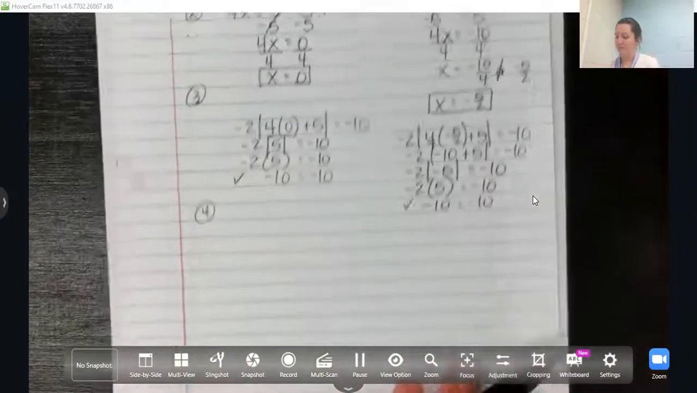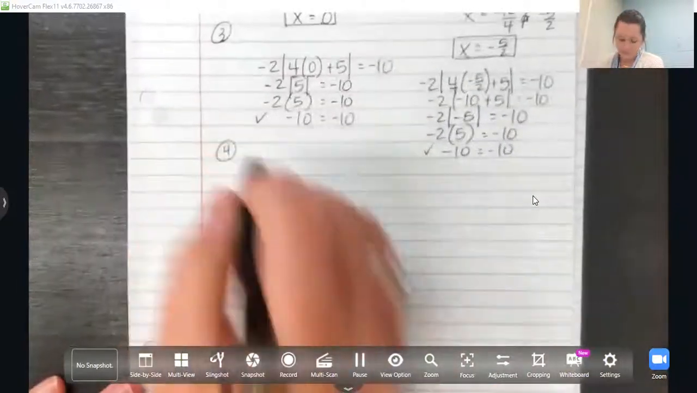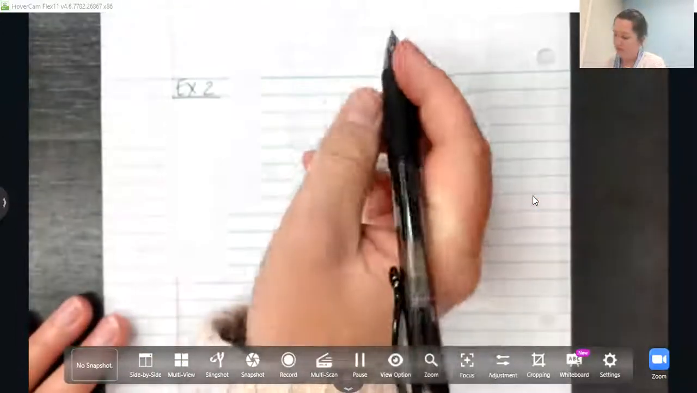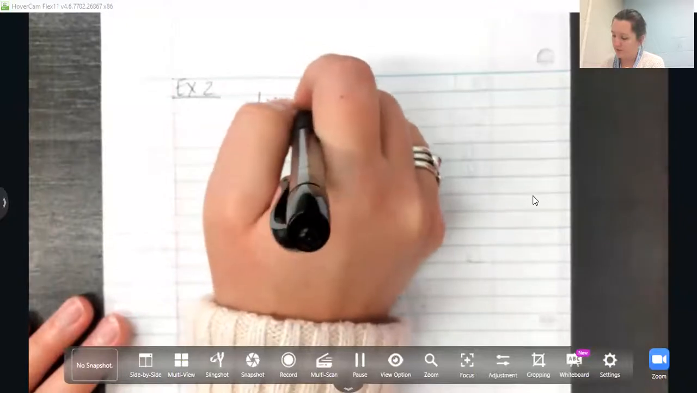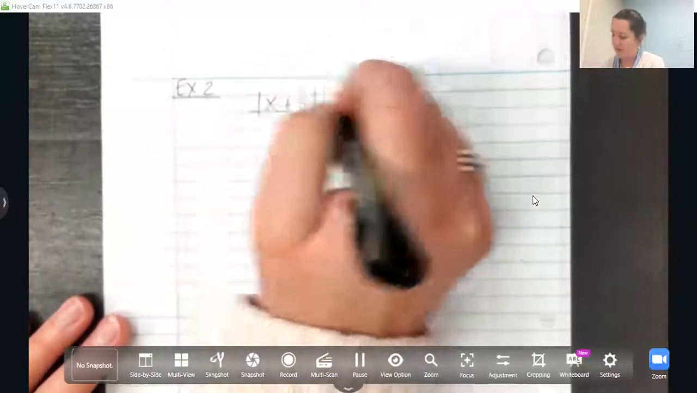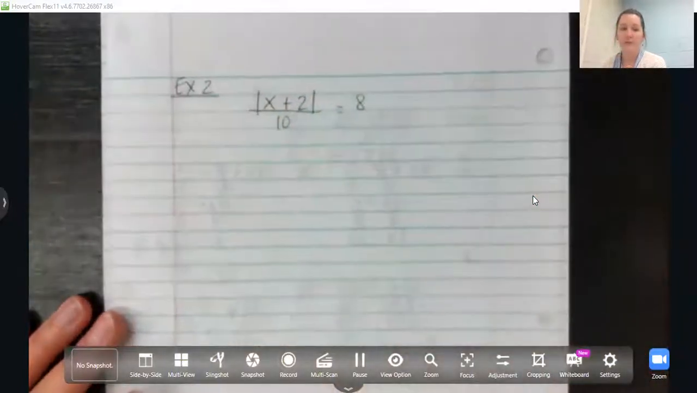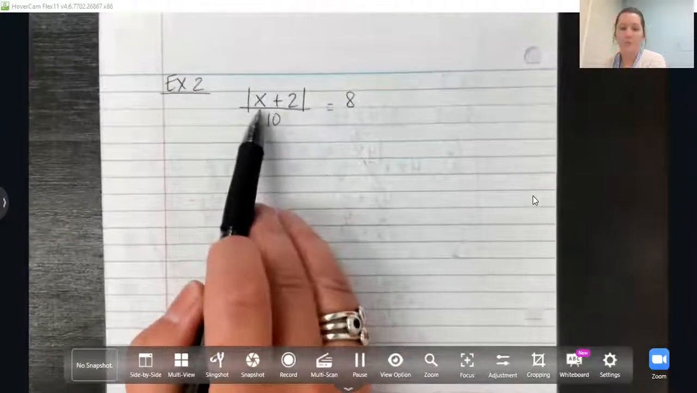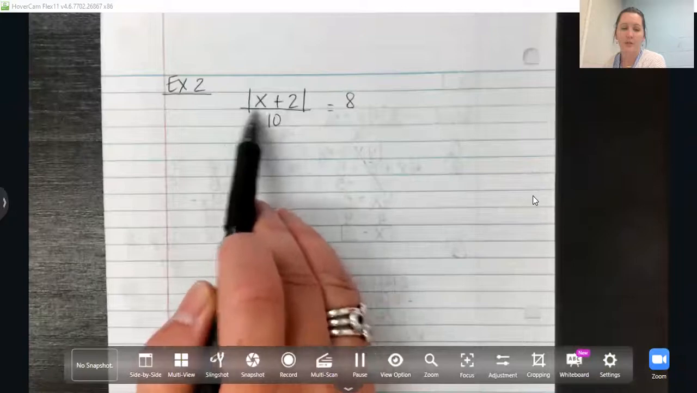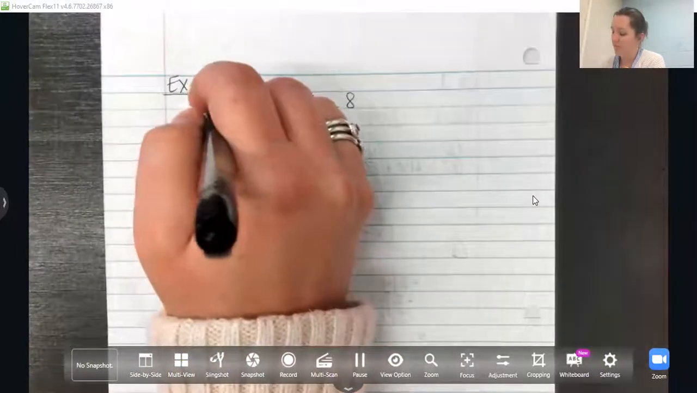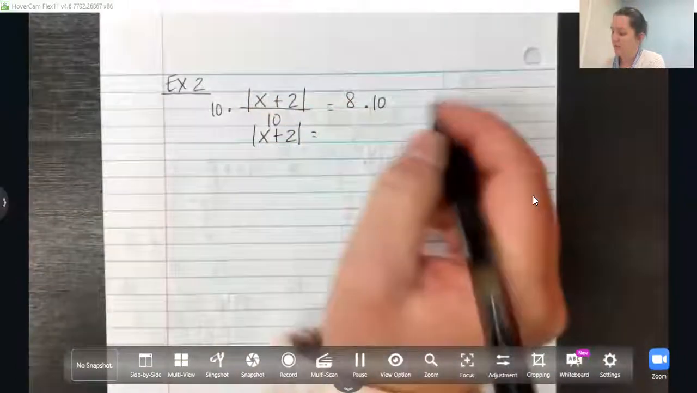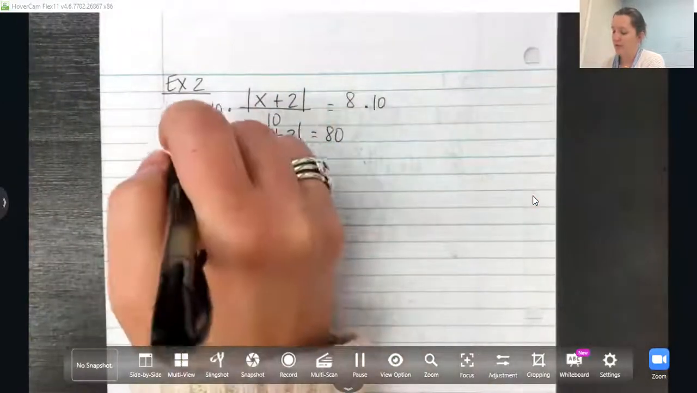Let's try another example. Flip to another page. This is example 2. So we have the absolute value of x plus 2 divided by 10 equals 8. So my first step was to isolate the absolute value bars to get whatever's in the absolute value bars on one side of the equal sign. Well, I have this 10 stuck to it. It's being divided. So I'm going to get rid of it by multiplying, okay? So I have the absolute value of x plus 2 equals 8 times 10, which is 80. So that was step 1.